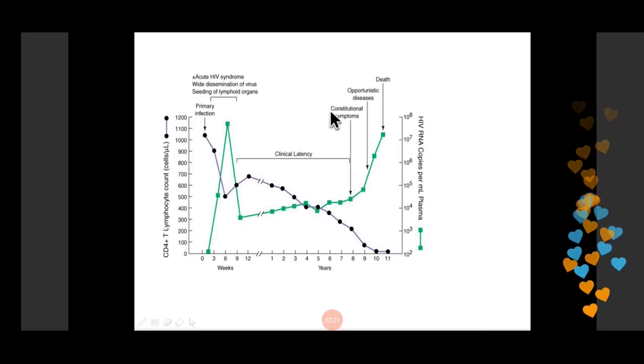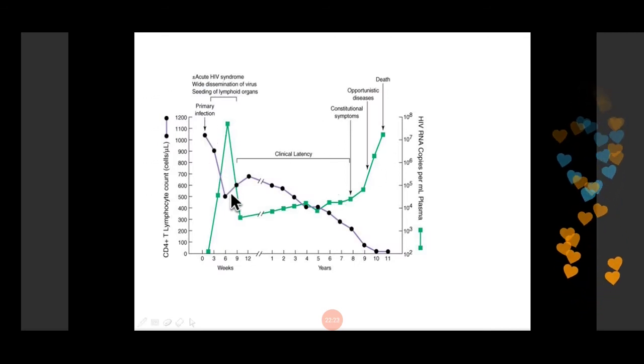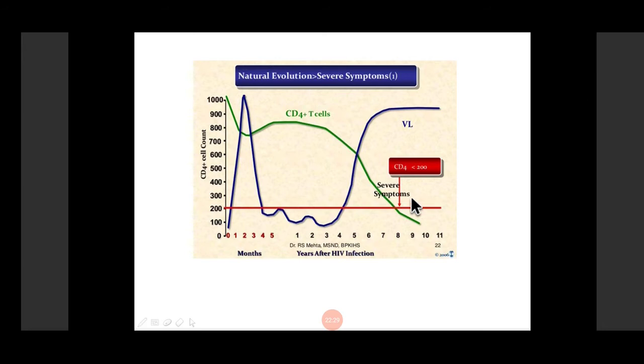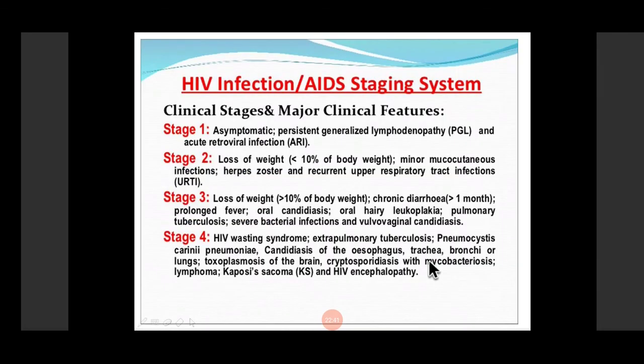This picture shows the relation of the viral load with the CD4 plus T cell count, which we have discussed. Again, serious symptoms develop when the CD4 count is very low, say below 200 is critically low, and below 500 the patient starts developing all the constitutional symptoms of HIV.